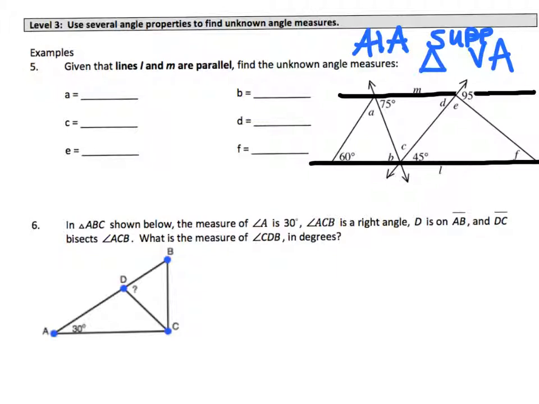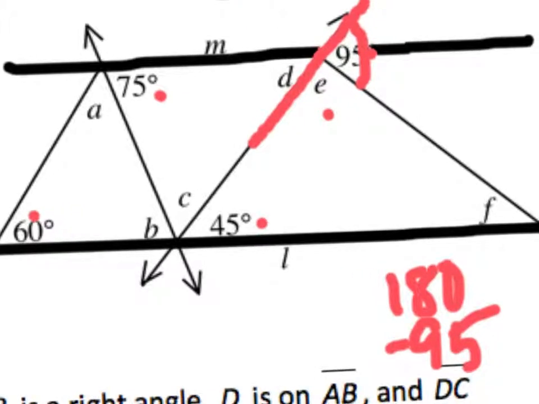So if I look at this figure here, I've got 60, 75, 45, and 95. Well, I see that this 95 is this whole angle here, and that lies on this line that I just highlighted in red. So angle E and 95 are supplementary angles. So if I take 180 minus 95, I'm going to get that measure of angle E. So that means the measure of angle E will be 85. Okay, so E is 85, so let's mark that in our picture.